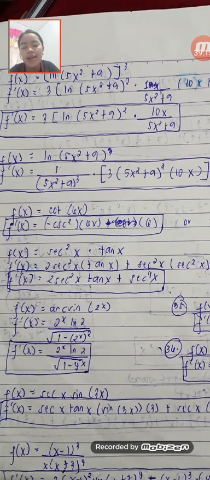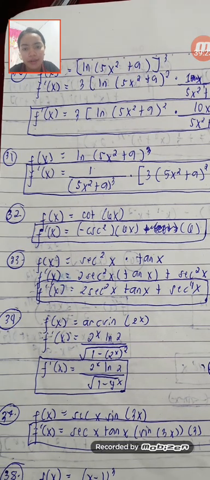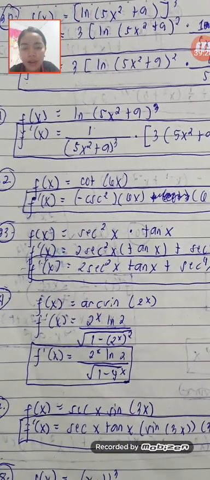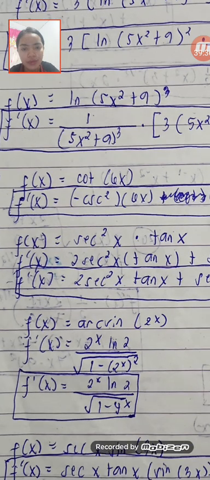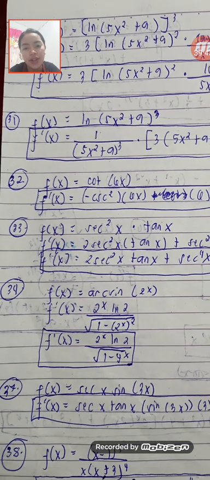So we come up with this. The f prime of x is equal to 3 ln of 5x squared plus 9 raised to the power of 2 times 10x over 5x squared plus 9. So for item number 31, we come up here with this. As far as you can remember, the ln is 1 over something, ln of u is 1 over u. Our u here is 5x plus 9, and our v is the outer.